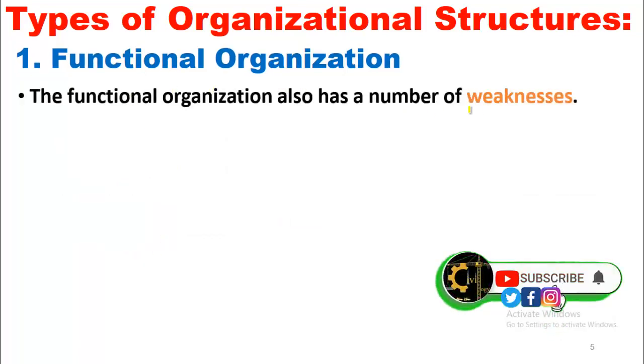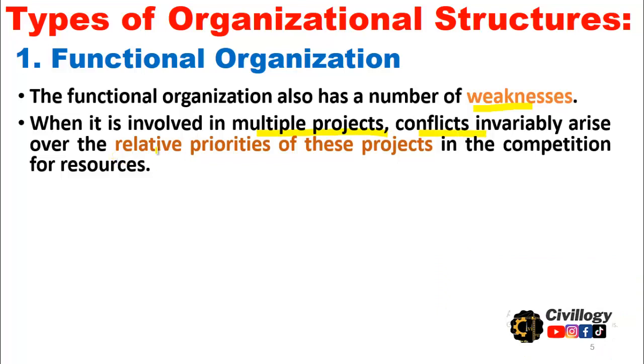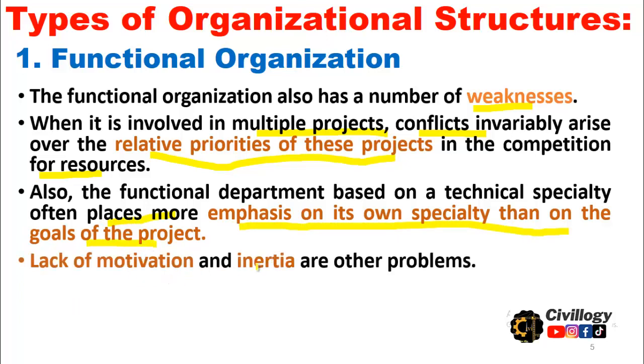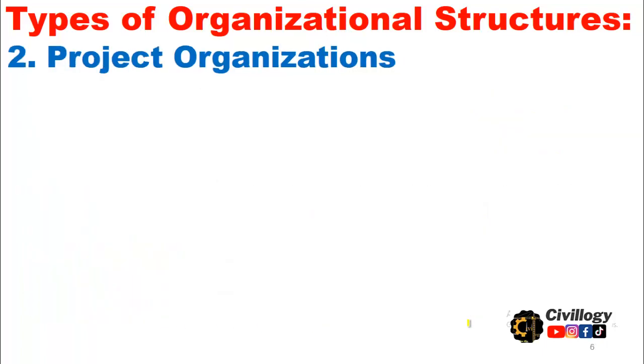The functional organization also has a number of weaknesses. When it is involved in multiple projects, conflicts invariably arise in the relative priorities of these projects in the competition for resources. Also, the functional department based on technical specialty often places more emphasis on its own specialty than on the goals of the project. Lack of motivation and inertia are other problems. However, many companies use the functional organization for their project work as well as their standard operations.